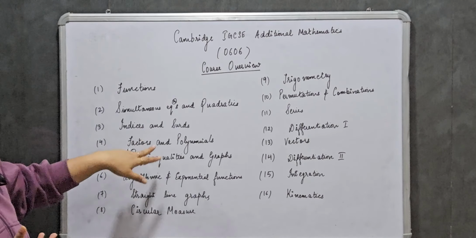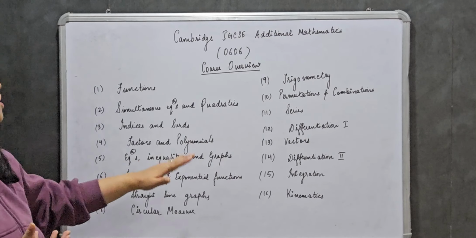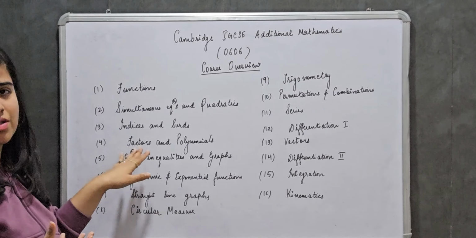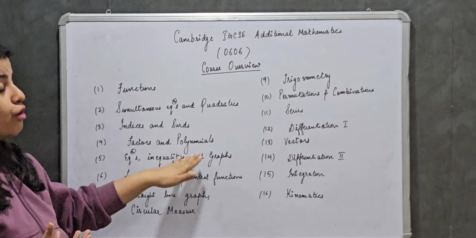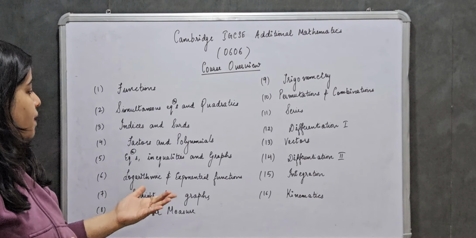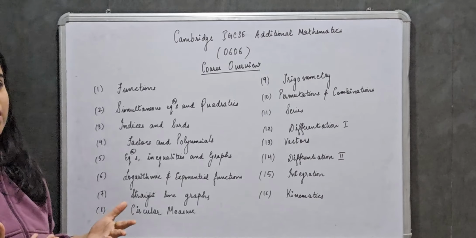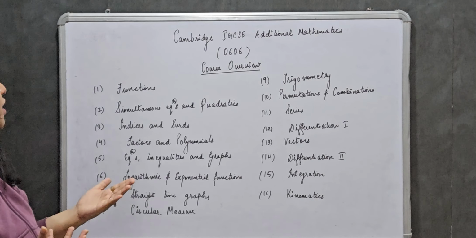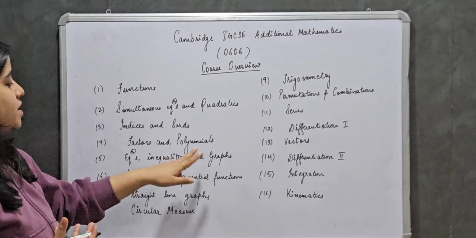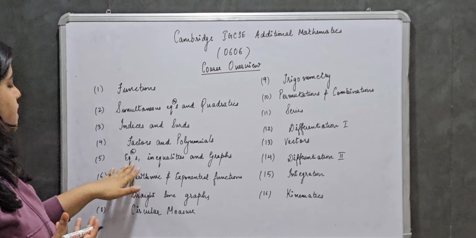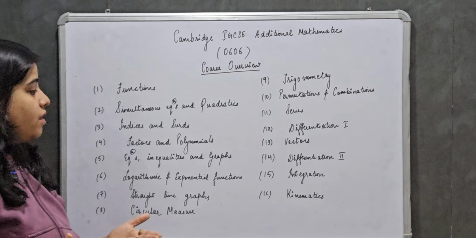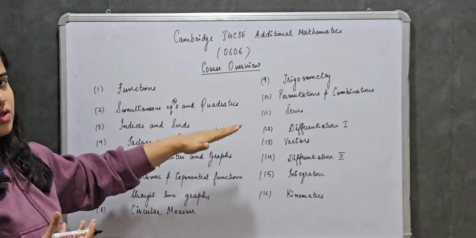The next topic is factors and polynomials. We'll learn about the factors we have studied in our earlier grades, what factors are. We'll also learn about polynomials, what polynomials are, how to get the roots of a polynomial, and what the factor theorem is. These are the broad areas we'll be covering in this topic. Our next topic is equations, inequalities, and graphs. We'll learn about equations and what inequalities are, and we'll plot their graphs also.